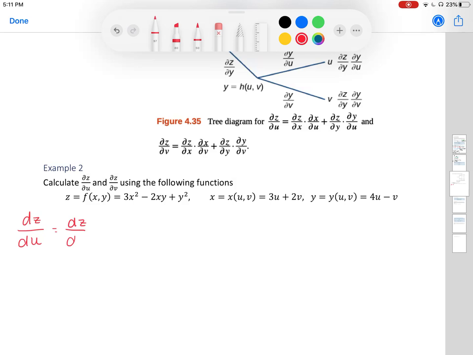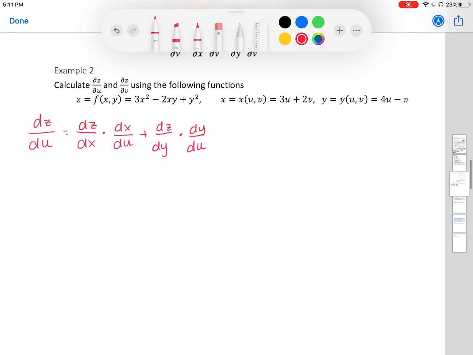dz/dx times dx/du plus dz/dy times dy/du. Okay, let's go ahead and remember: your numerator tells you what equation you're looking for, your denominator tells you in terms of what variable.